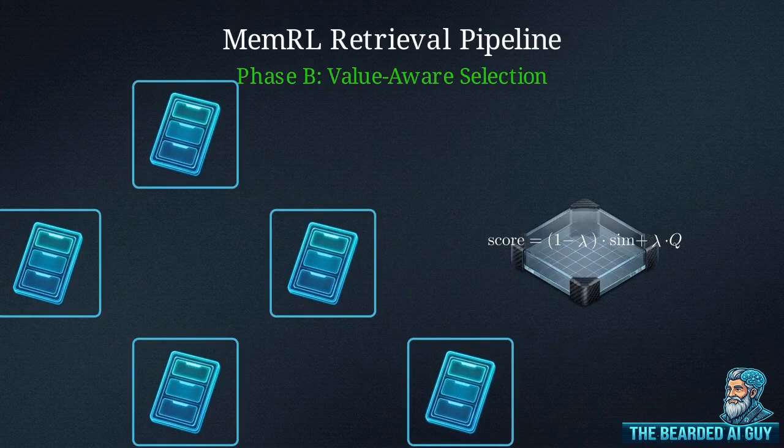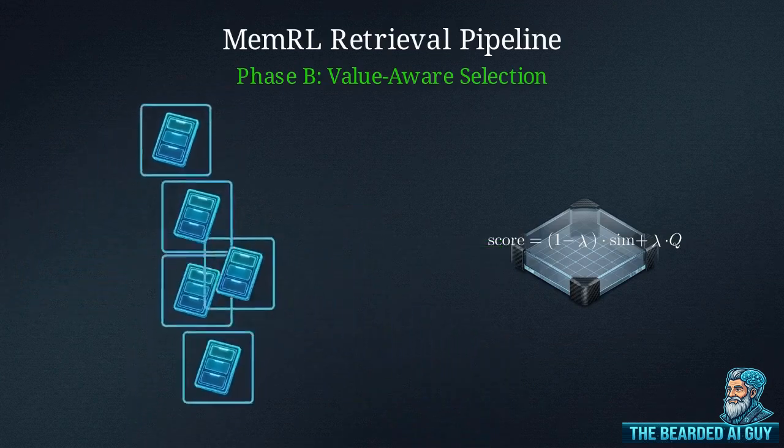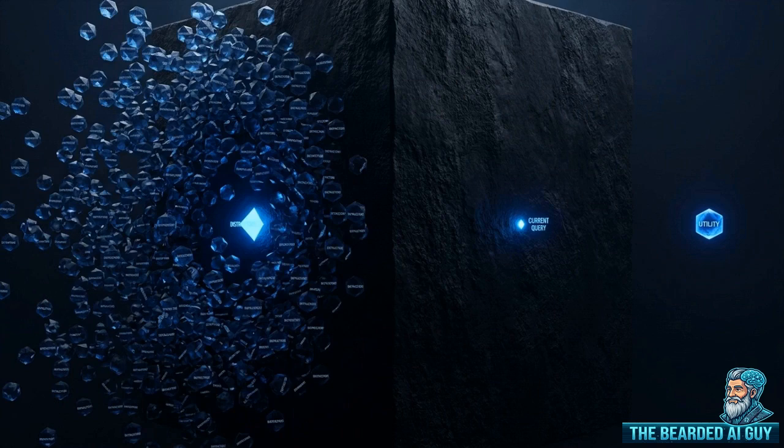Phase B introduces value-aware selection, governed by this equation. The system re-ranks the initial candidates by calculating a weighted blend of their normalized semantic similarity and their accumulated utility score. The ablation study finds the optimal weighting occurs when lambda equals 0.5. An equal blend is required. Pure similarity plateaus because it cannot filter out distractors. Pure utility fails because it detaches from the user's specific query.